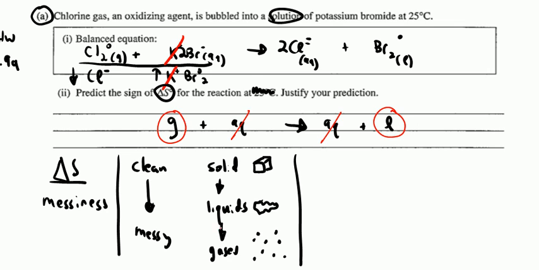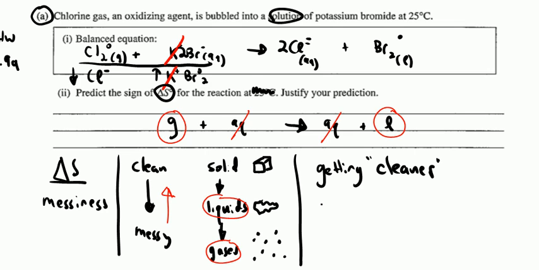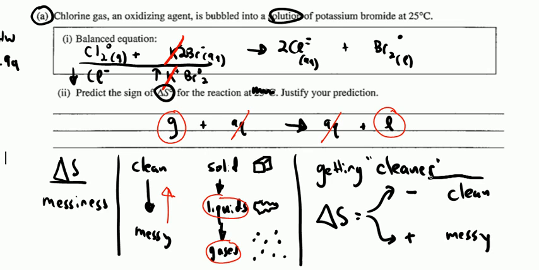So when we look at this, the aqueous species cancel out, but we're going from a gas to a liquid. So gas to liquid, this reaction is going from messy to clean. So it is getting cleaner. And that means, if you look up in the classroom, it says delta S is negative if the reaction gets clean. Delta S is positive if it gets messy. So the sign on delta S equals negative.